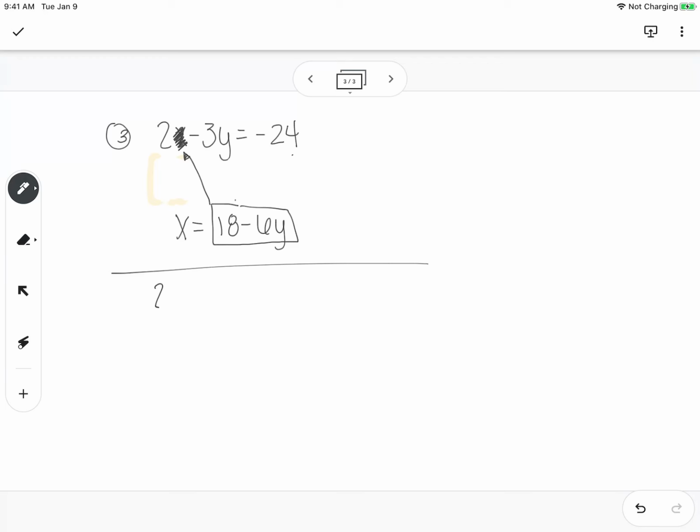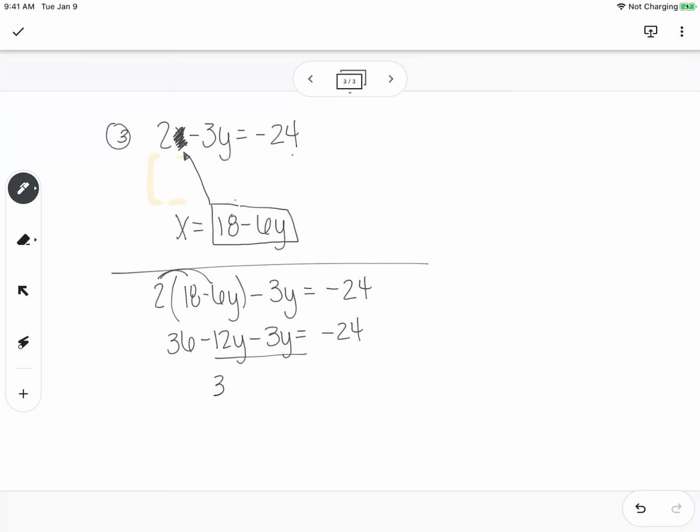So my equation 2 now has the box going in for the blob. I could put 18 minus 6y, in parentheses, minus 3y equals negative 24. Now I'm ready to solve. 18 times 2 is 36. 2 times negative 6y is negative 12y, minus 3y equals negative 24.